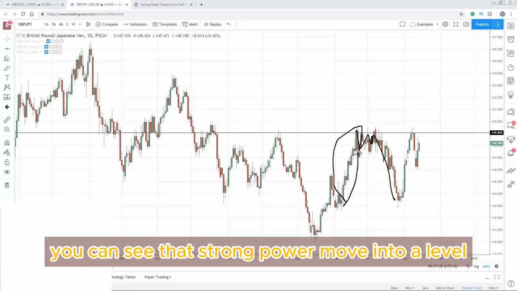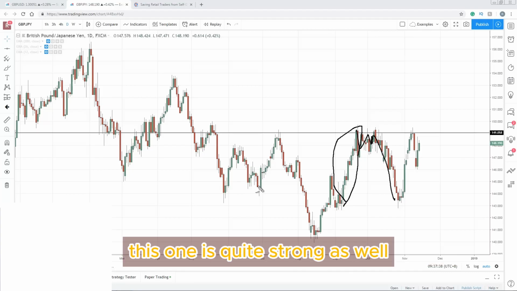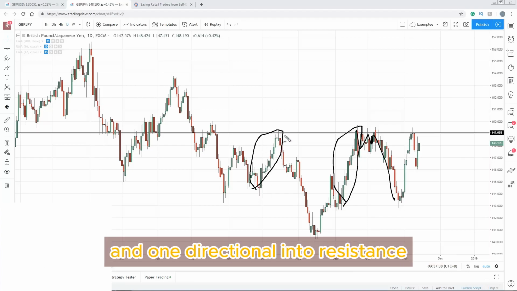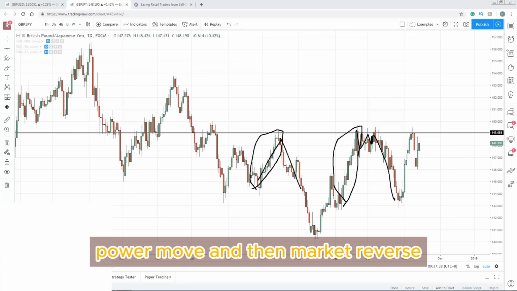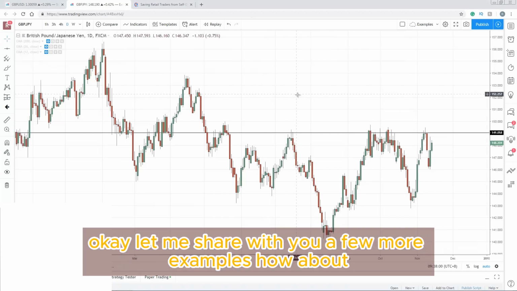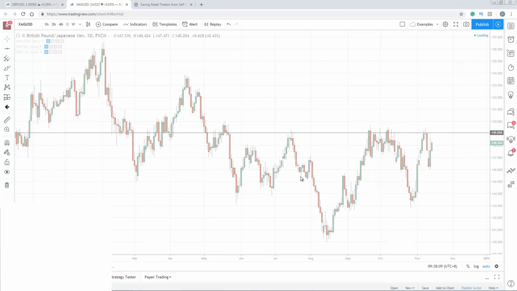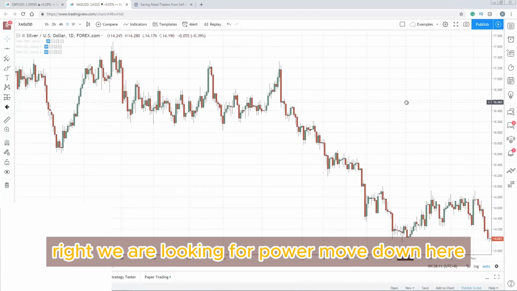You can see that strong power move into a level. This one is quite strong as well. Notice the candles all just bullish and one directional into resistance, the power move, and then the market reverses. Okay, let me share a few more examples with you. How about silver, XAG? We are looking for a power move down here.